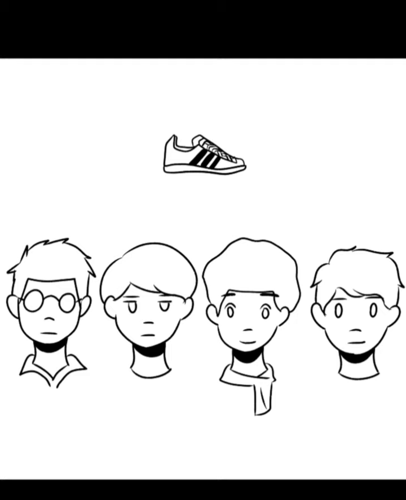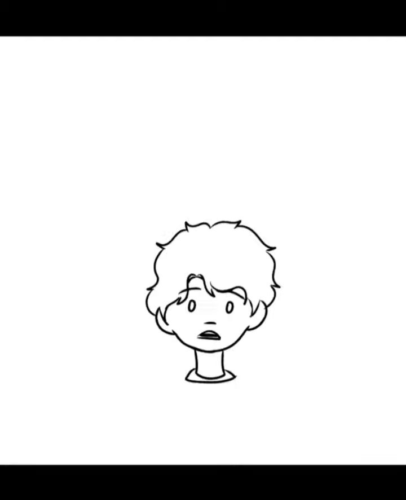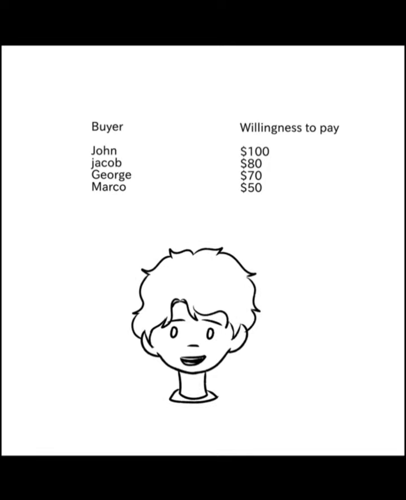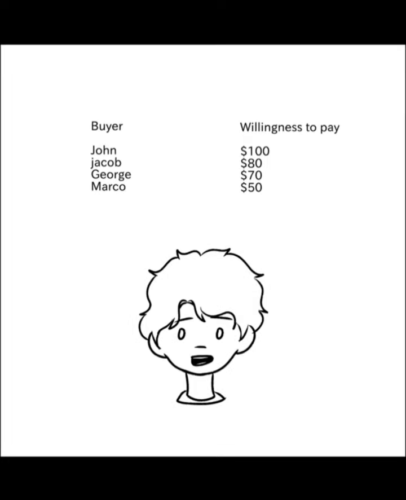But there's a limit to the amount that each is willing to pay for it. Table 1 shows the maximum price that each of the 4 possible buyers would pay. Each buyer's maximum is called his willingness to pay, and it measures how much that buyer values the good. Each buyer would be eager to buy the shoe at a price less than his willingness to pay, and he would refuse to buy it at a price greater than his willingness to pay.